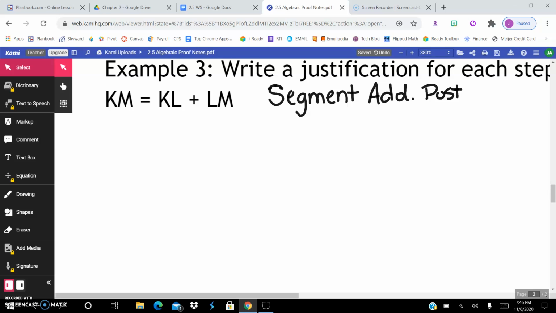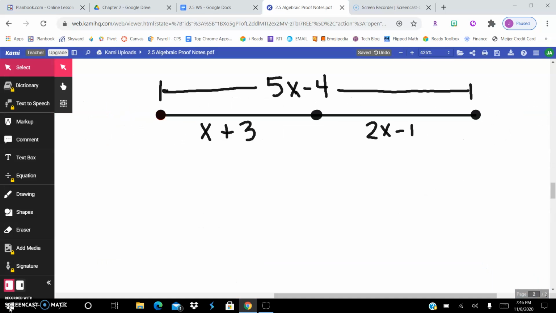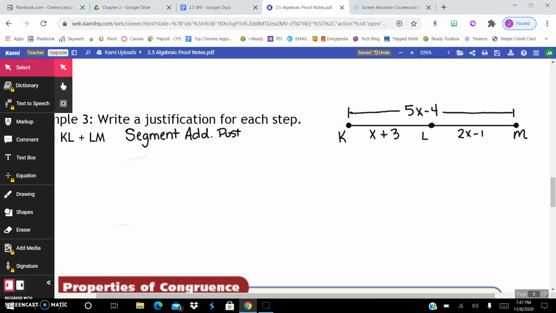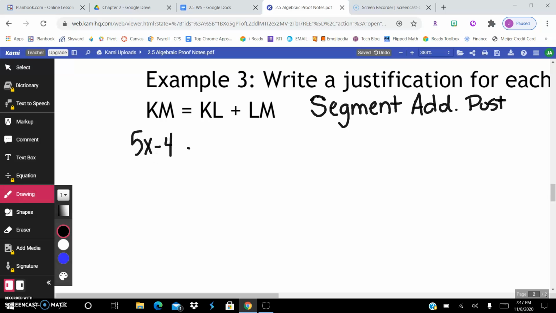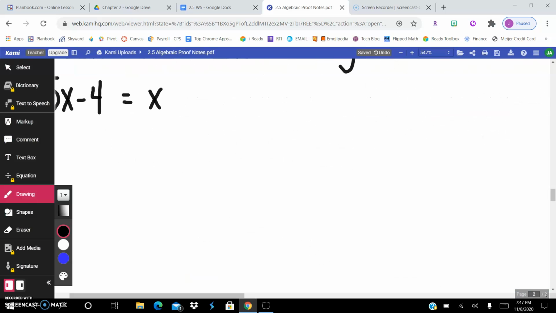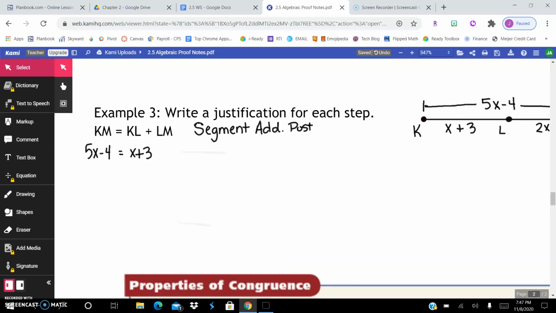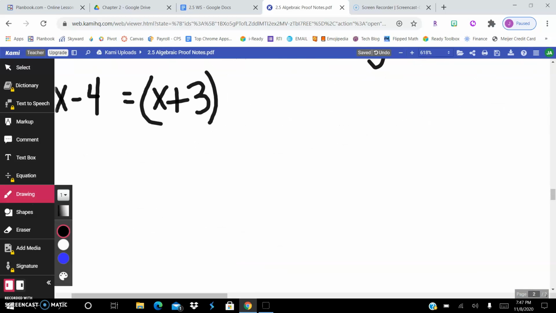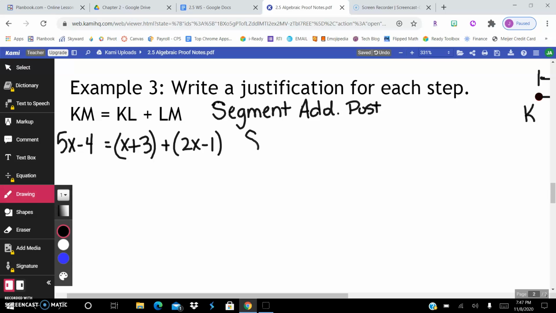So now we're going to plug in the numbers. KM, I guess I didn't label the line. M is the entire length, so that's 5x minus 4. KL is x plus 3. And LM is 2x minus 1. And we substituted numbers or expressions in, so that is the substitution property of equality.